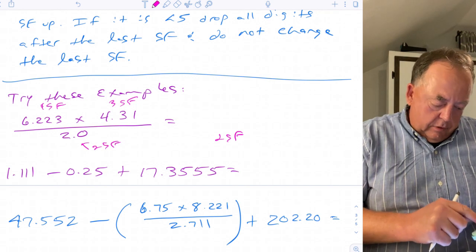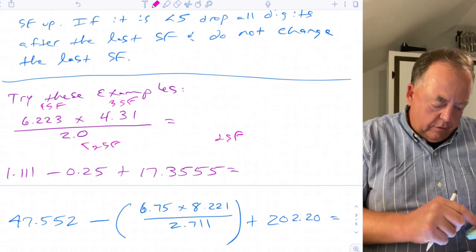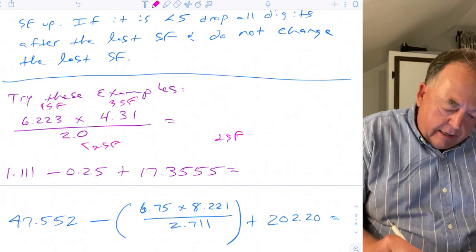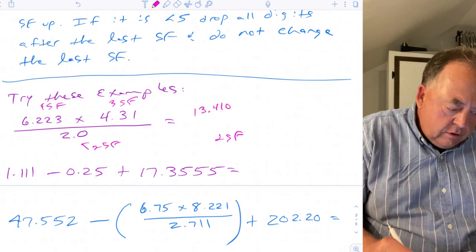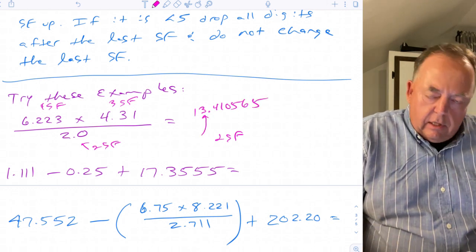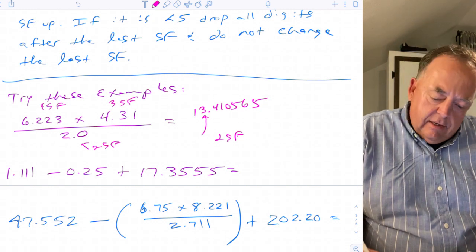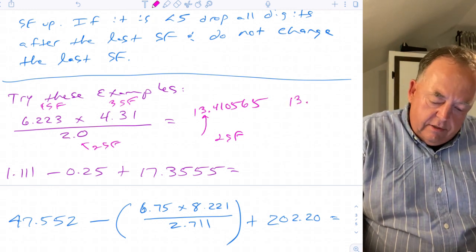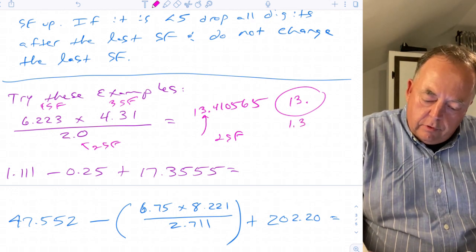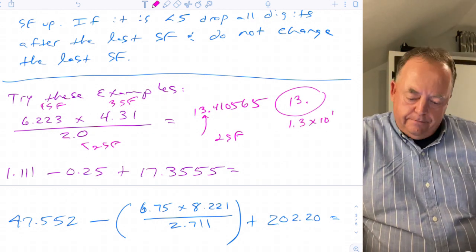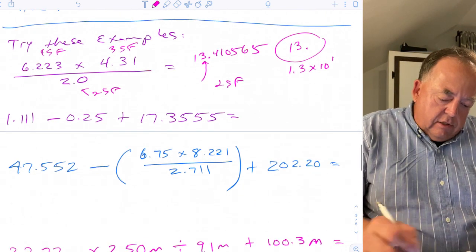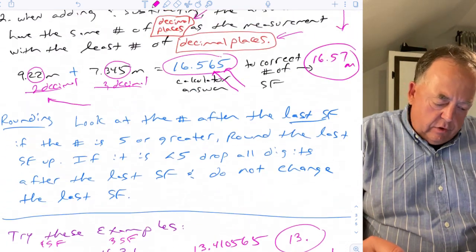Okay, so 6.223 times 4.31, and divide that by 2.0, and your calculator tells you 13.410565. But you can only have 2 significant figures, so the last number that counts is that 3. So 13 point is the way you would write that, or you could write that in scientific notation, 1.3 times 10 to the 1, right? Either would be acceptable.